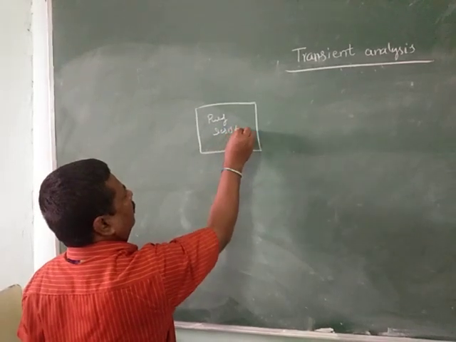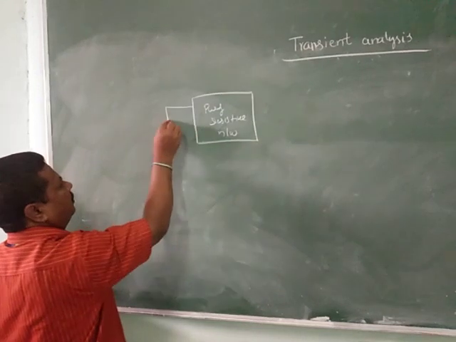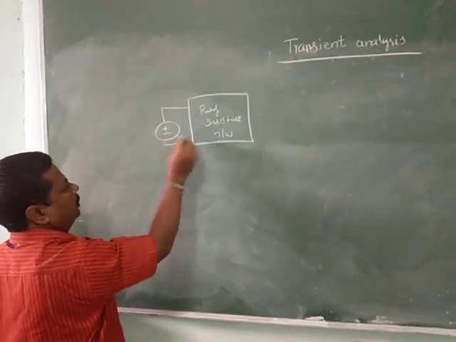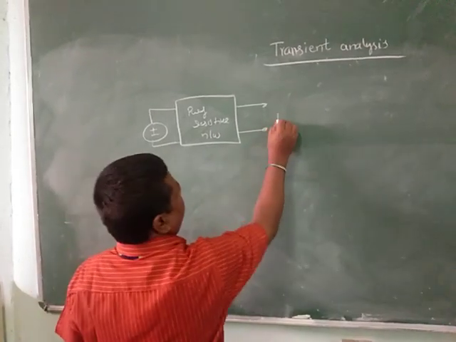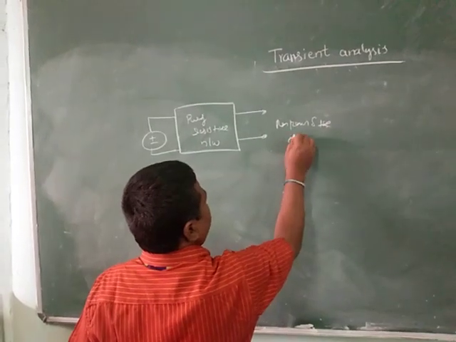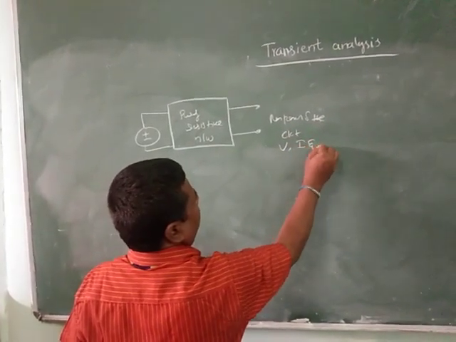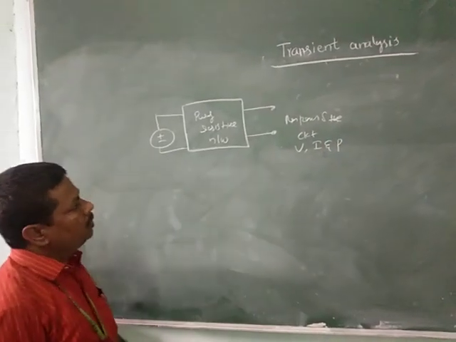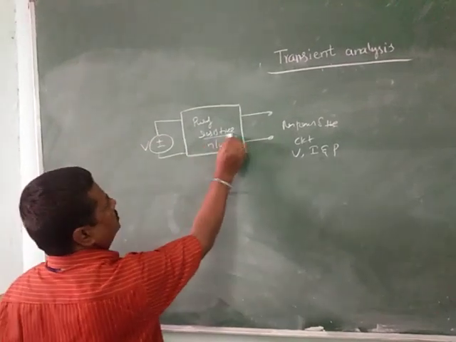Purely resistive networks. We just apply some voltage and observe the response of the circuit, like finding the voltage, current and power. So far we analyzed circuits with purely resistive networks.